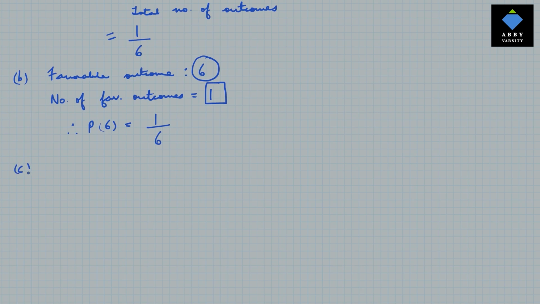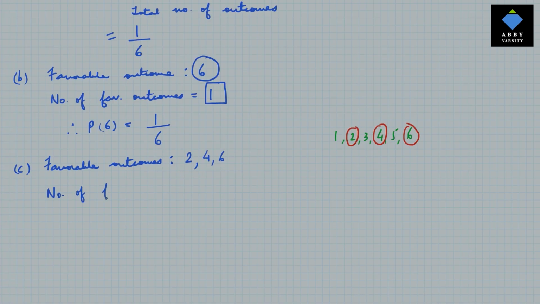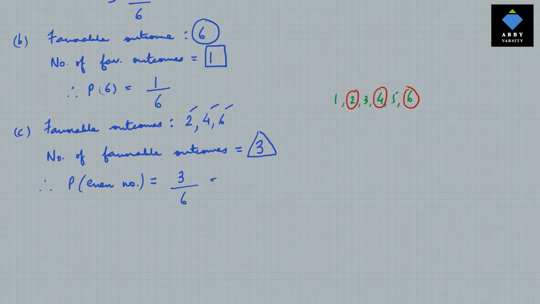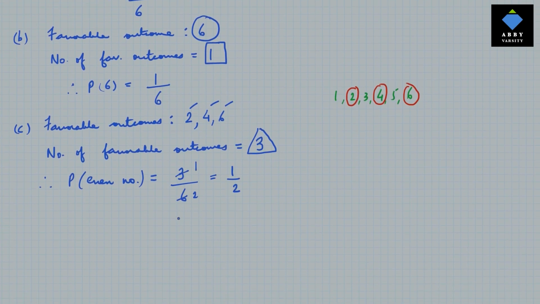Part C. To get an even number, what will be the favorable outcome out of all the 6 possible outcomes? They will be 2, 4, and 6. So the number of favorable outcomes will be 3. Therefore, probability of getting an even number will be number of favorable outcomes, which is 3, divided by the total number of outcomes, which is 6. We reduce this to lowest terms by cancellation to get 1 by 2.